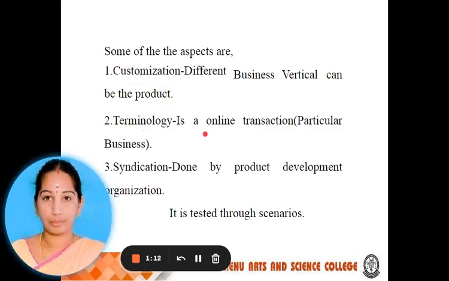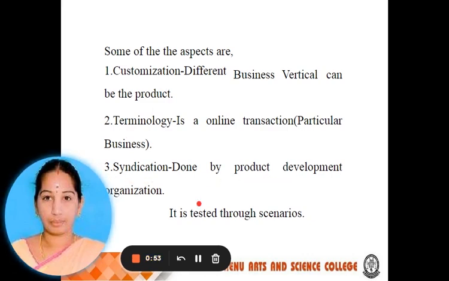It is used for online transactions, particularly business communication. Nowadays, online transaction is a very developing area. So that's terminology. It is also one of the aspects in business vertical testing. And the next one is syndication.